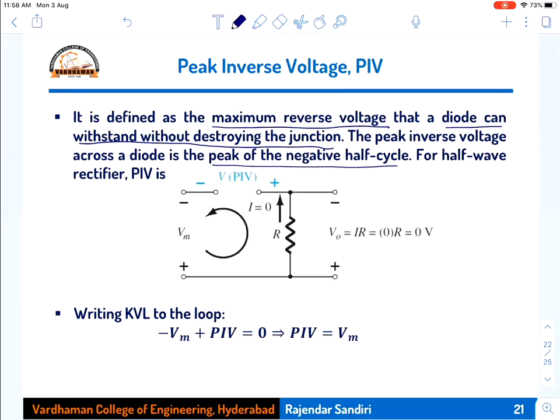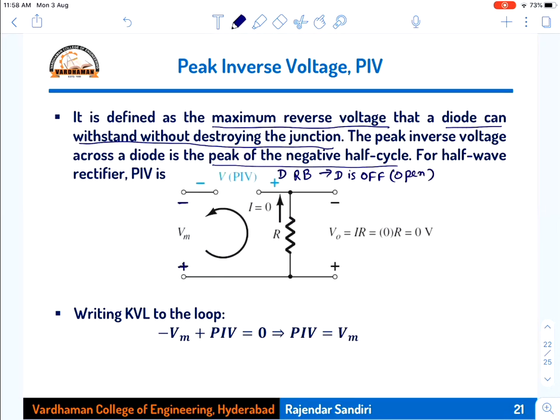When I am applying the negative cycle, the minus is here across the secondary, plus is here, Vm. So the polarities are written only for the negative cycle of the input. Therefore minus plus Vm here, and across the diode this will be minus plus. The diode will be open circuited, and the voltage across it is represented as minus plus V. Because the diode is reverse biased, the diode is off. Off means open circuited.